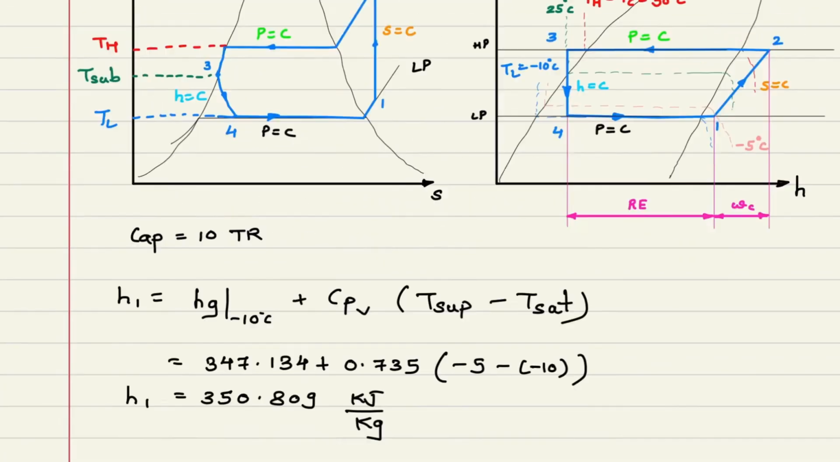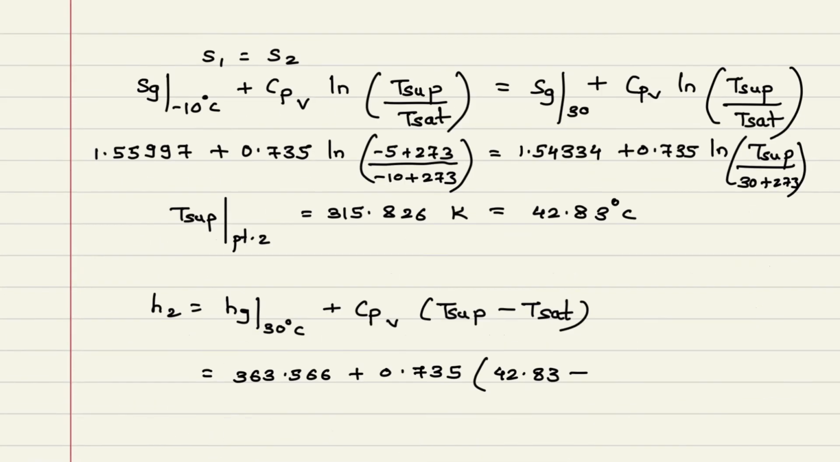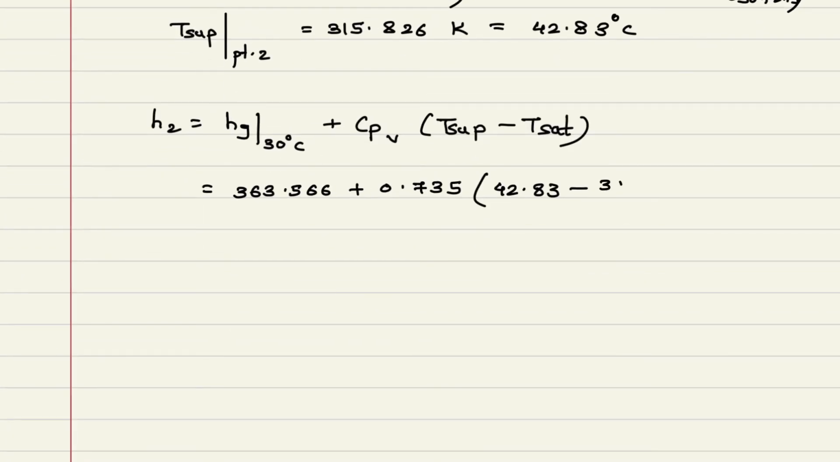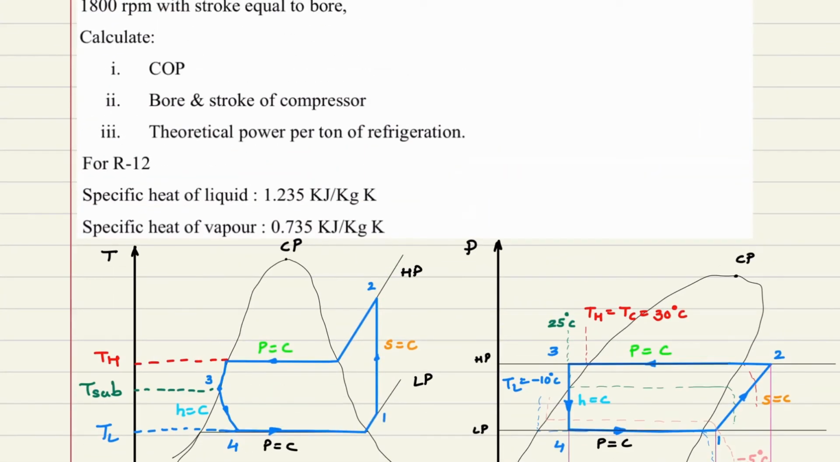What is Tsat for point 2? Condenser temperature, it is 30 degrees Celsius, minus 30. So H2 value is equal to 372.99 kilojoule per kg. Now we'll calculate H3. Okay, H3 is equal to, now point 3, it is in the subcooled region. Okay, this is point 3.